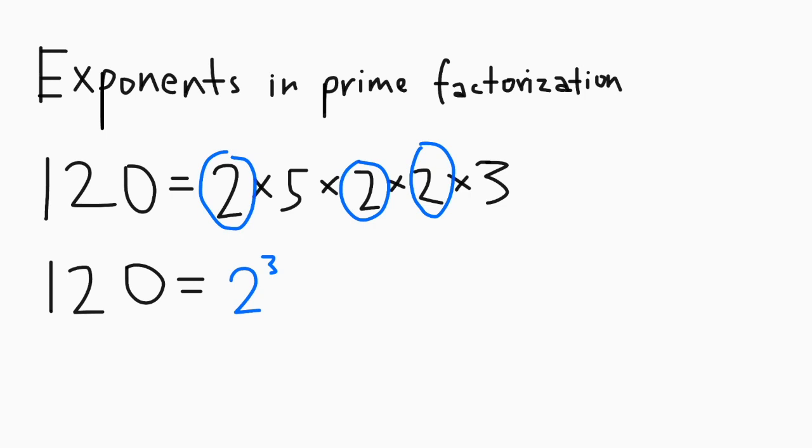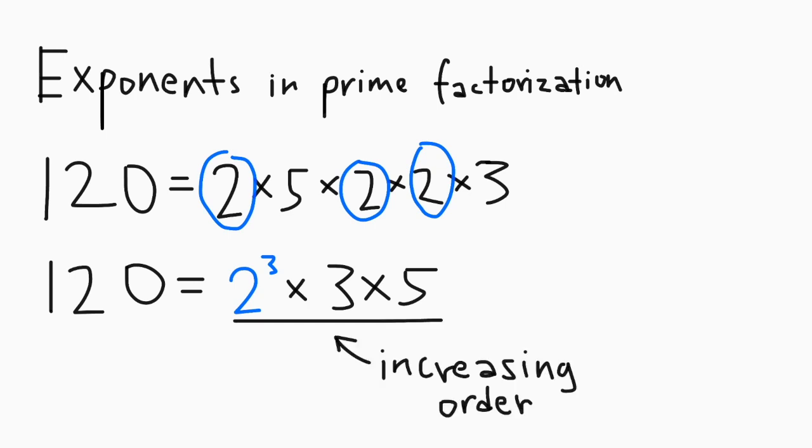And finally, we add in the 5 and 3 from before. So we get that the prime factorization is 2 to the power 3 times 3 times 5. Using exponents makes the prime factorization shorter and also more applicable, as we will see later in the video. A side note is that you want to write your primes in increasing order. So for example, in this prime factorization, we started with the prime 2, followed by the prime 3, and we ended with the prime 5.